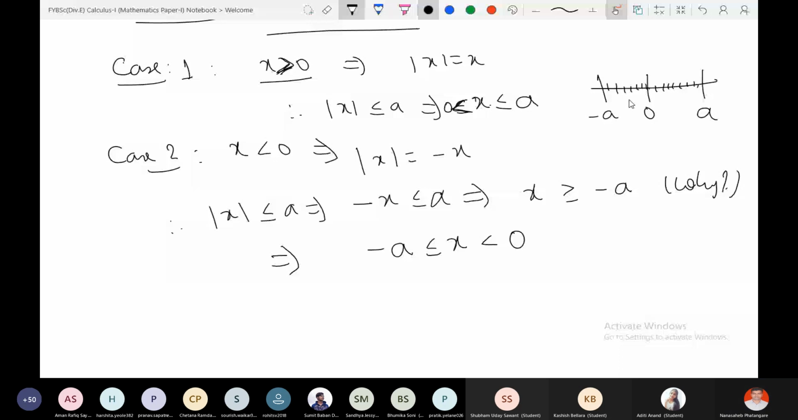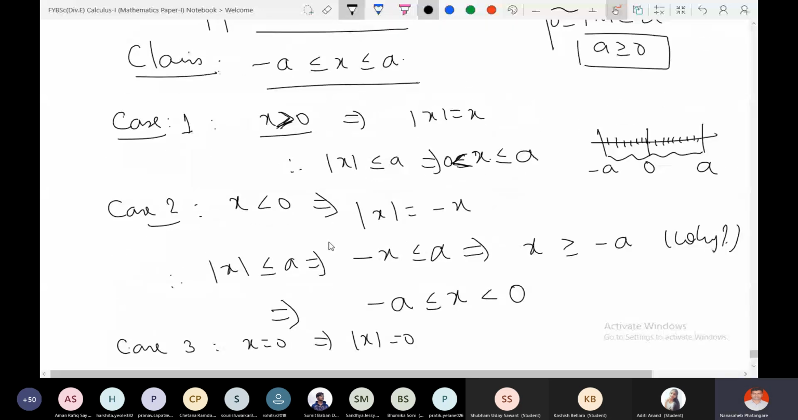So what is the combination of these two cases? From this figure, what is the combination? Or a third case, you can say x is equal to 0. If x is equal to 0, that means the absolute value of x is 0, right? So in that case, it is clear. So what is the combination? What is the conclusion?